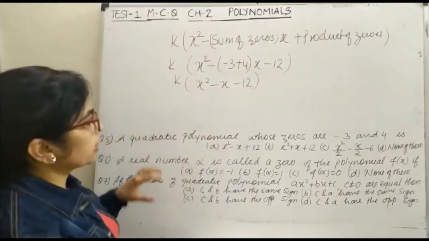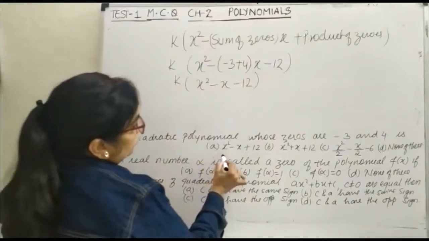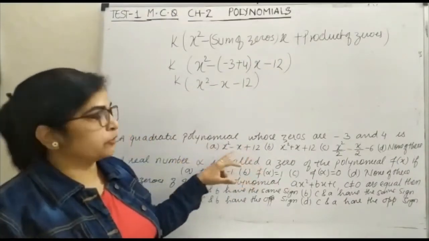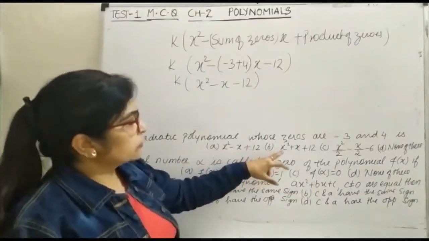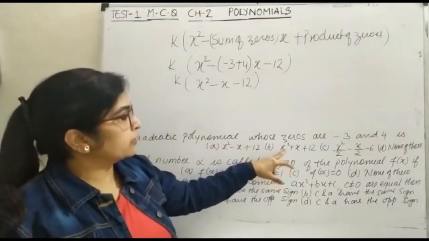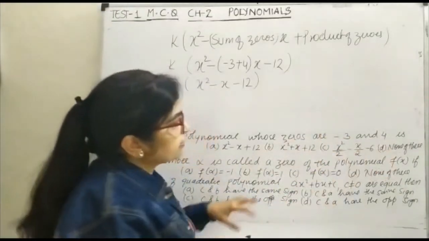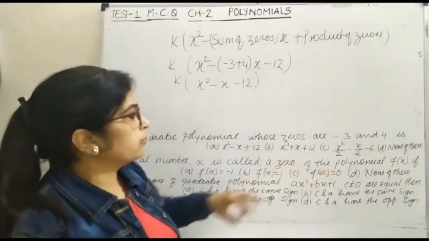Now let us check the options. You cannot have this option. Option A cannot be correct because the value of 12 is positive. Come to the second one. Your second option cannot be there because here x and 12 are both positive. Then we have none of these. Let us see the third option, option C.